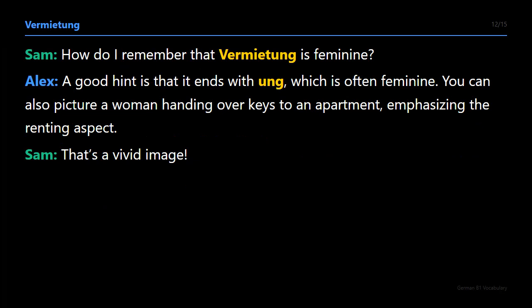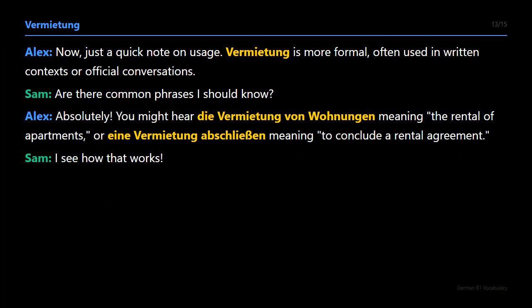That's a vivid image. Now, just a quick note on usage. Vermietung is more formal, often used in written contexts or official conversations. Are there common phrases I should know? Absolutely. You might hear, die Vermietung von Wohnungen, meaning the rental of apartments, or eine Vermietung abschließen, meaning to conclude a rental agreement.